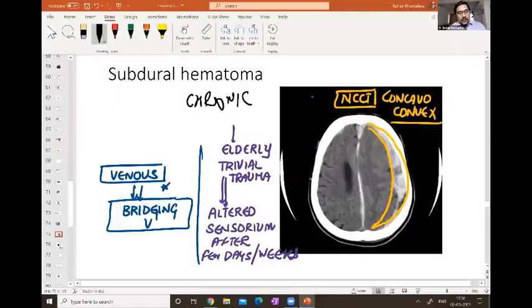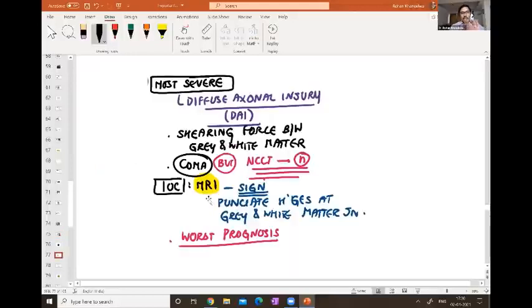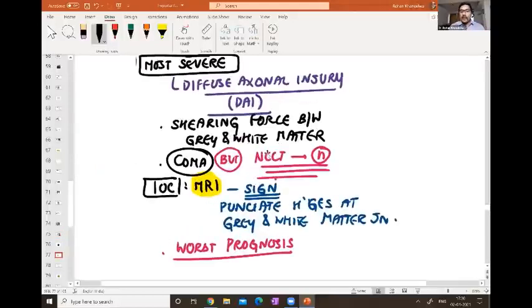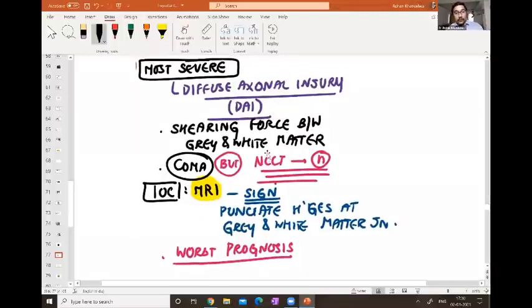You should also know about diffuse axonal injury. Diffuse axonal injury is the most severe type of primary brain injury. This occurs due to a shearing force between the gray and the white matter, and the patient will be in a state of coma, but NCCT is normal.